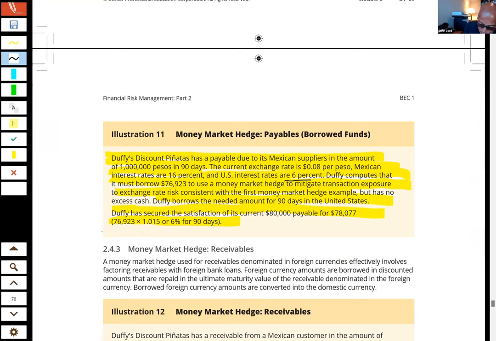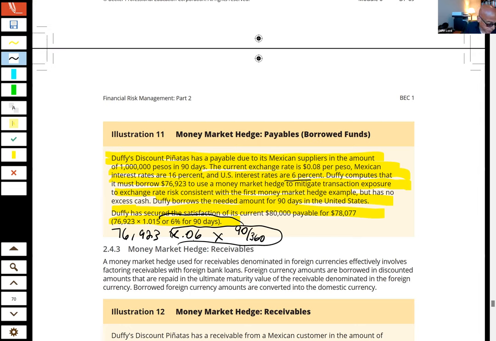The way they're doing this is a little hard to see here, so I'm going to set it up for you. Take the 76,923 and multiply it times 0.06, which is the interest rate, and then times 90/360. Again, we assume 360 days a year. That's where that number came from. That's how I would do this. I wouldn't just say 1.015. How do you know that? Well, that comes from this 6% for 90 days. That's where that 0.015 came from.